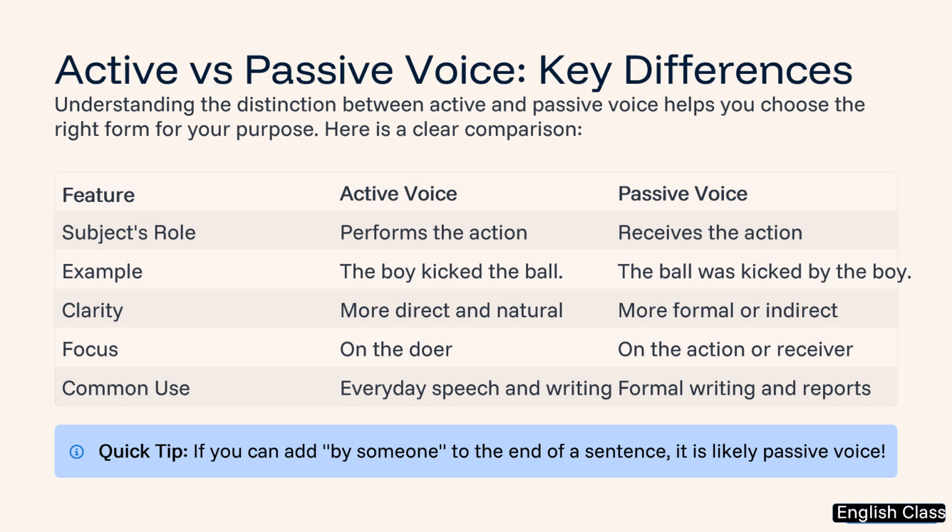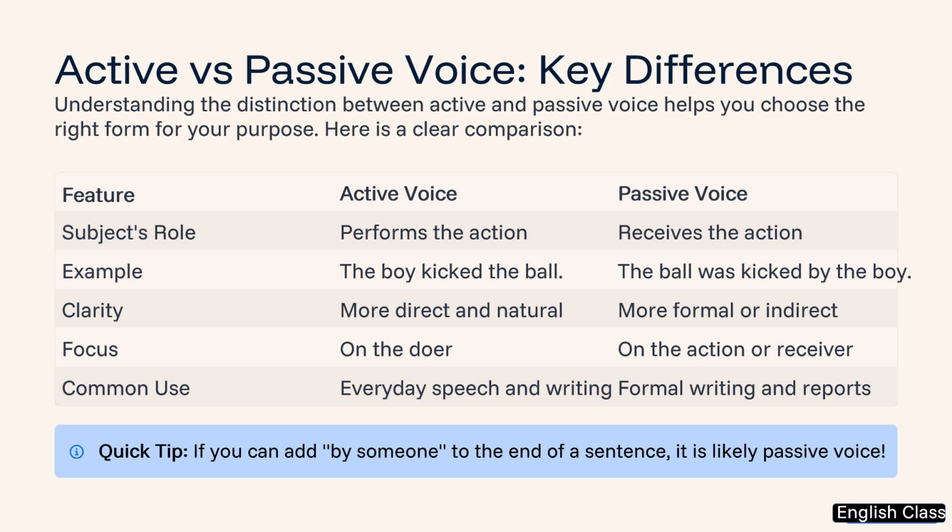Feature. We have the subject role, example, clarity, focus, and common use. For active voice, the subject role is that it performs the action, but in passive voice, it receives the action. Now look at this example. Let's compare. The boy kicked the ball. Now look at the passive voice: the ball was kicked by the boy.